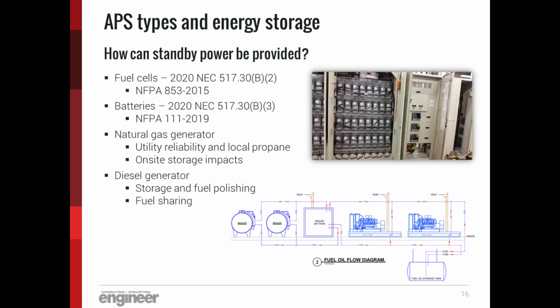Now, David talked about alternate power sources, and what can they be? Well, we see here a list of what is typical, right? NEC allows for fuel cells and batteries, and yet NFPA 110 is going to talk about natural gas generators and diesel generators. Now, David, even though we see NFPA 853 here, what can we see coming up about fuel cells, do you know?